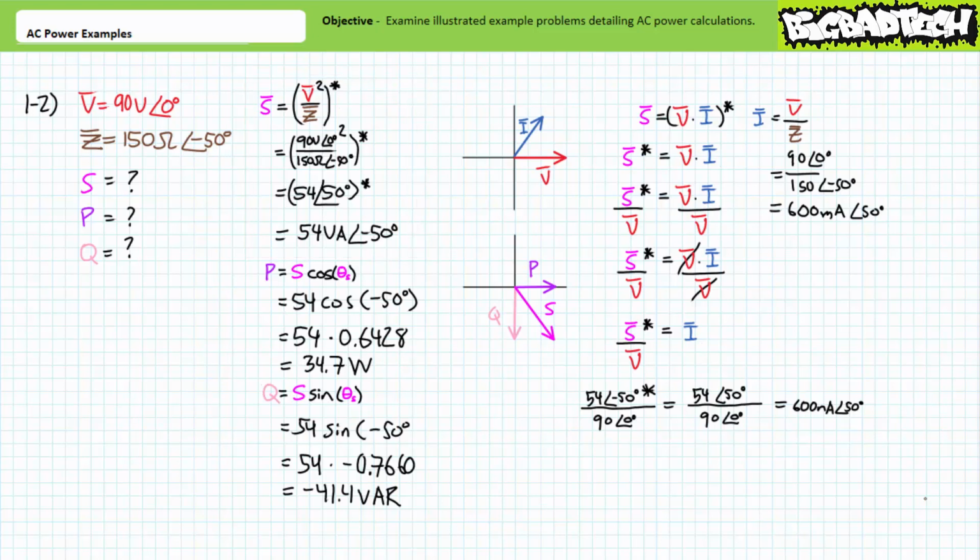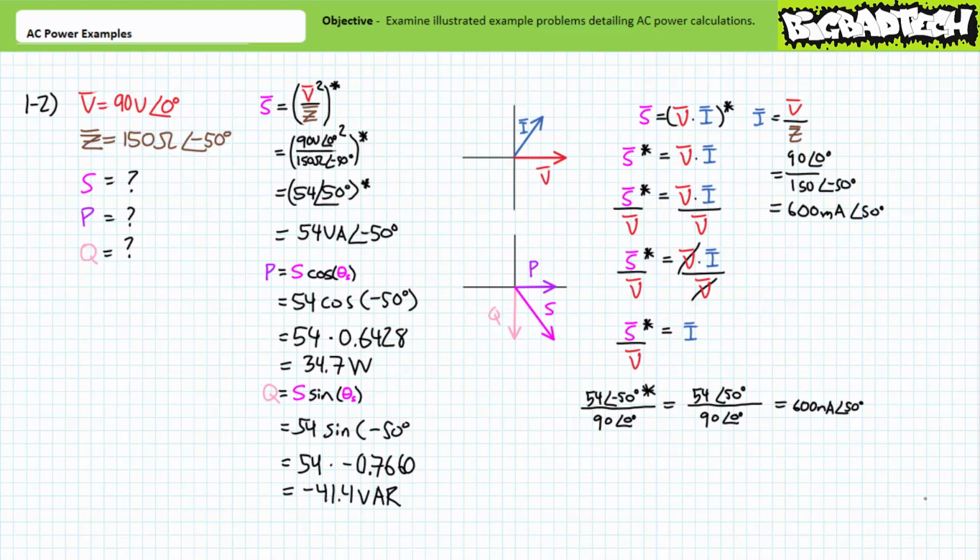When apparent power is resolved into its real and reactive components, we find real power to be 34.7 watts, reactive power to be negative 41.4 VARs. As expected, real power is less than apparent power, and reactive power is negative given the somewhat capacitive nature of this impedance. Given this capacitive nature, we might expect current to lead voltage.